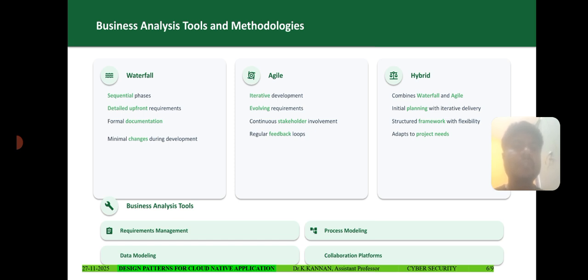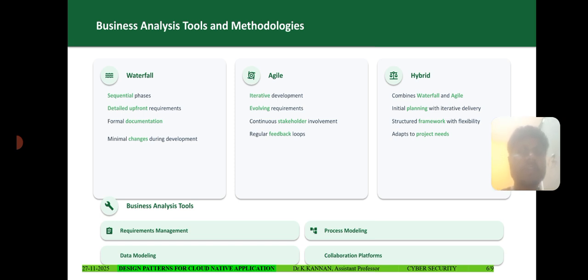Agile is iterative development. It is called evolving requirements, with continuous stakeholder involvement and regular feedback loops. And hybrid is combining waterfall and Agile. The initial planning is waterfall, with iterative delivery, so we can have a structured framework with the flexibility to adapt to project needs.